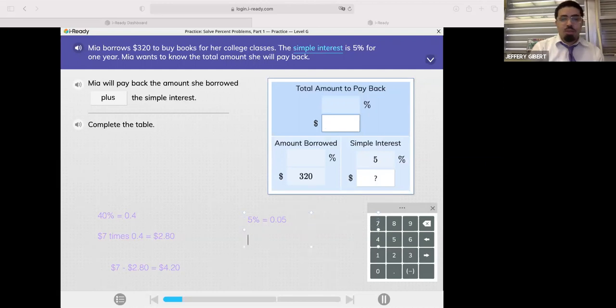Then in the previous problem, the next step was to multiply the percent as a decimal by the amount of money that you already had. So what do you think you're supposed to do on this one? I think you're supposed to multiply by the amount borrowed. All right, so we'll do 320 times 0.05. And what's that equal?